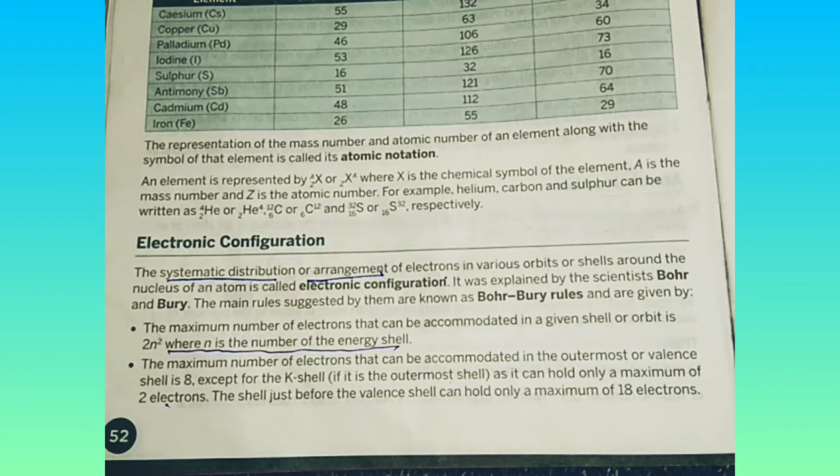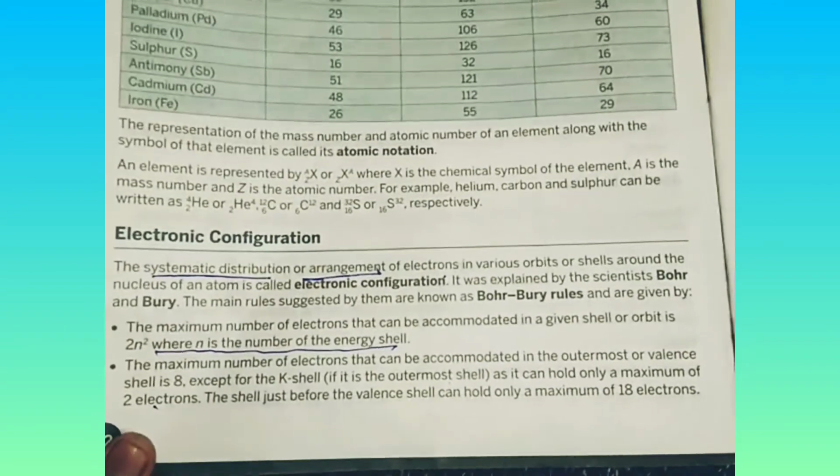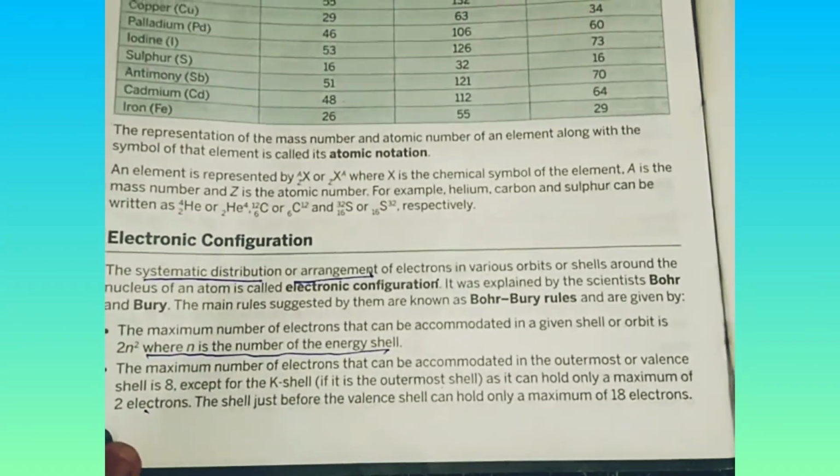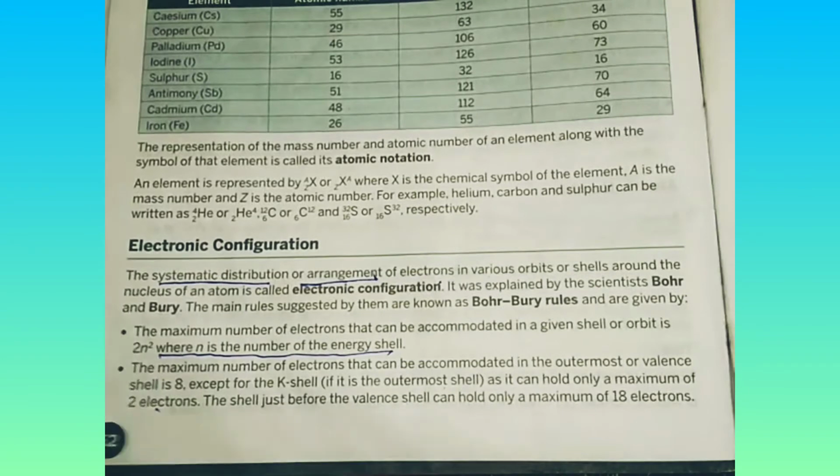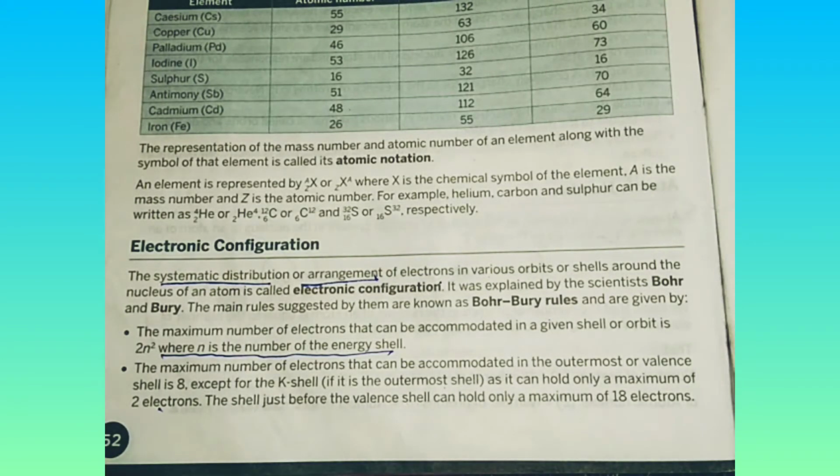Okay, so all the shells like L, M, N can have a maximum of 8 electrons in the outermost position, but in spite of K, which has the maximum value of 2, like in the case of helium, which I have just shown you, that it consists of 2 electrons in its outermost or K shell. K shell is its outermost shell or valence shell. The shell just before the valence shell can hold a maximum of 18 electrons. So this is what we mean by electronic configuration.